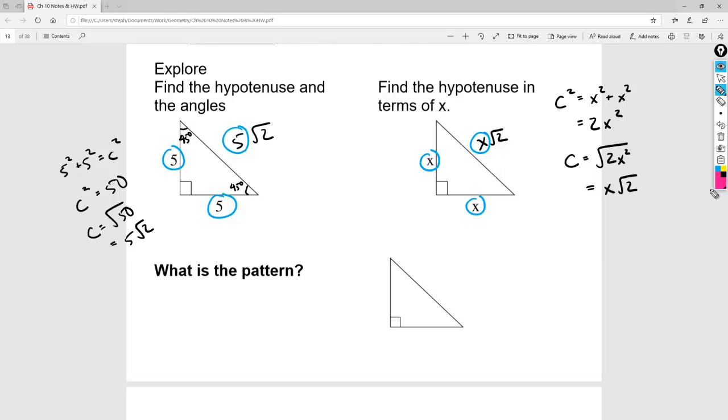And notice what I had left over was a square root of 2, and this will actually always occur. So what I can conclude is that my pattern is going to be x to x root 2. We could say 1 to 1 to the square root of 2, I should say. So our ratios between the legs are always going to be x to x root 2, or 1 to 1 to the square root of 2. Okay, however you want to think about it.